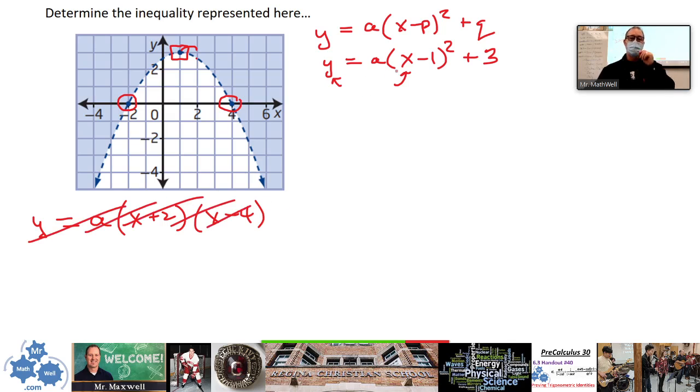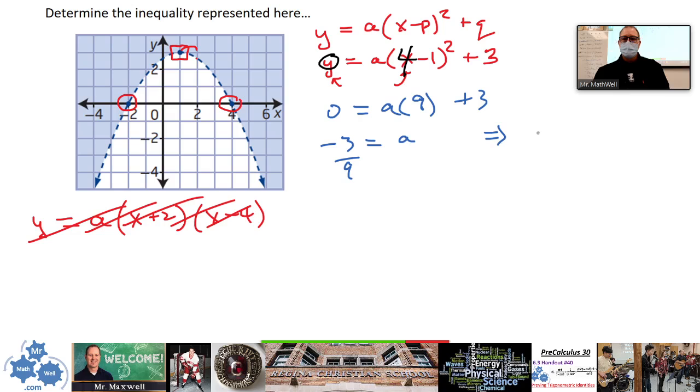I'm going to continue on with my first method, and I'm going to use the point 4, 0. I'm going to put 4 in for x here, put 0 in for y, and then solve for a. And that'll be the final piece of the equation part of the boundary, okay? So I've got 0 equals a times 4 minus 1 is 3 squared is 9. Okay, so I've got negative 3 equals a times 9. Divide both sides by 9. It looks like I'm going to have a equals negative 1/3.